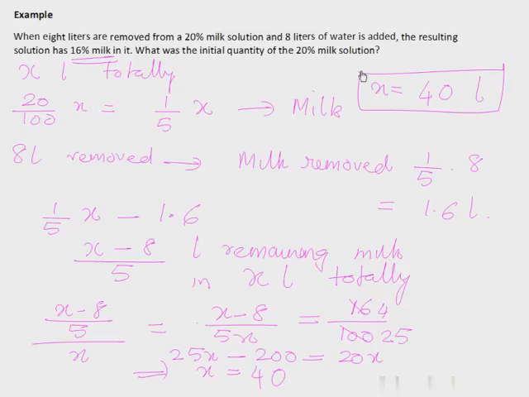You can check by checking the amount of milk initially, then take out 8 liters and check the amount of milk later.